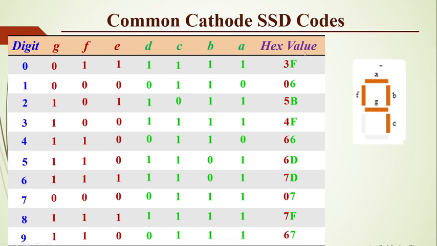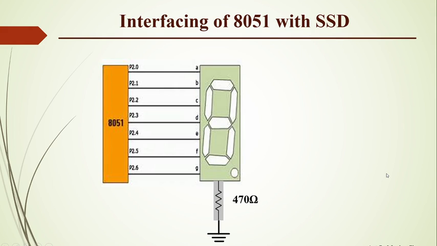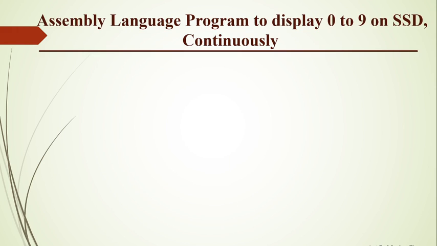So we get the hex values to display the digits from 0 to 9 on the SSD. So we are moving this hex value to the port and we are displaying the digits from 0 to 9 on the SSD. So again, here is the diagram which we have seen earlier. Port 2 is used to connect this SSD with the microcontroller.